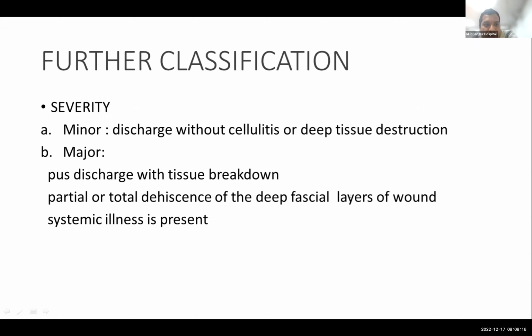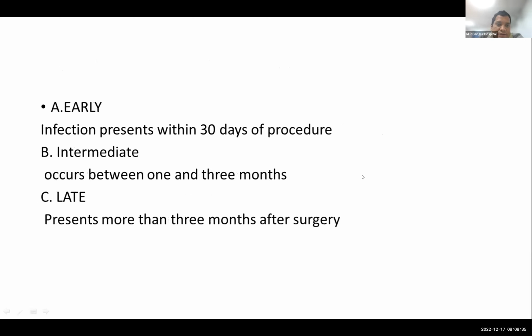Further classification is on the basis of severity. It may be minor or major. Minor: discharge without cellulitis or deep tissue destruction. Major includes pus discharge with tissue breakdown, partial or total dehiscence of the deep fascial layer of the wound. Systemic illness is also present in major cases.